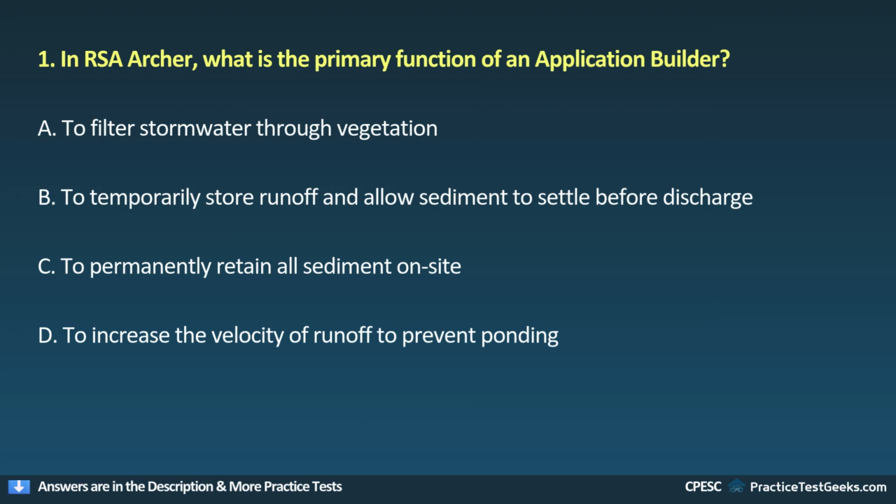1. What is the primary purpose of a sediment basin in erosion and sediment control? A. To filter stormwater through vegetation. B. To temporarily store runoff and allow sediment to settle before discharge. C. To permanently retain all sediment on site. D. To increase the velocity of runoff to prevent ponding.